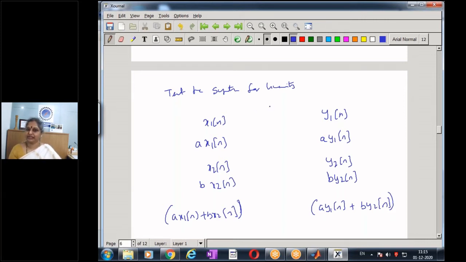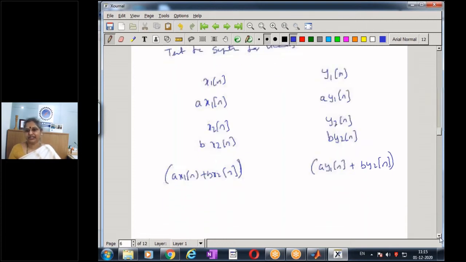So these are the steps to be followed in testing the system for linearity, and we will agree that though linearity is something that we want in systems, the testing by the formal definition of the linear systems is not so easy.